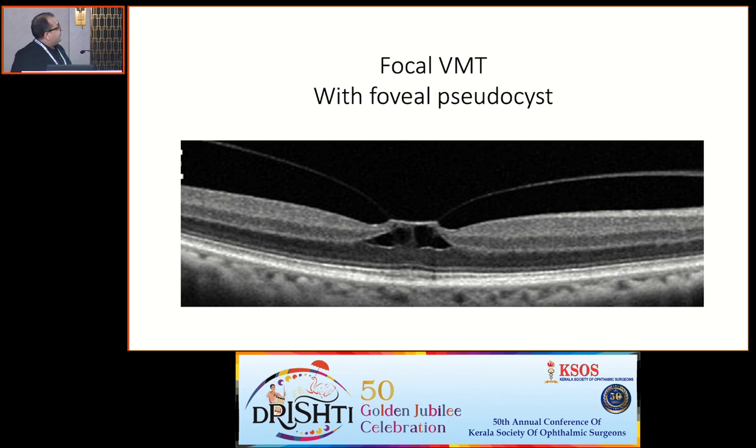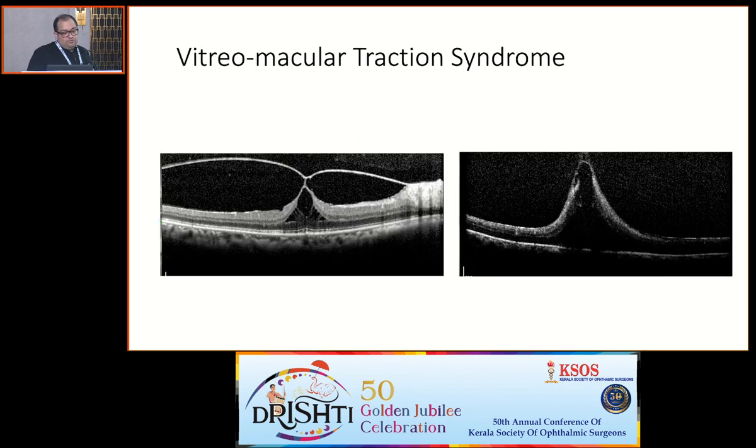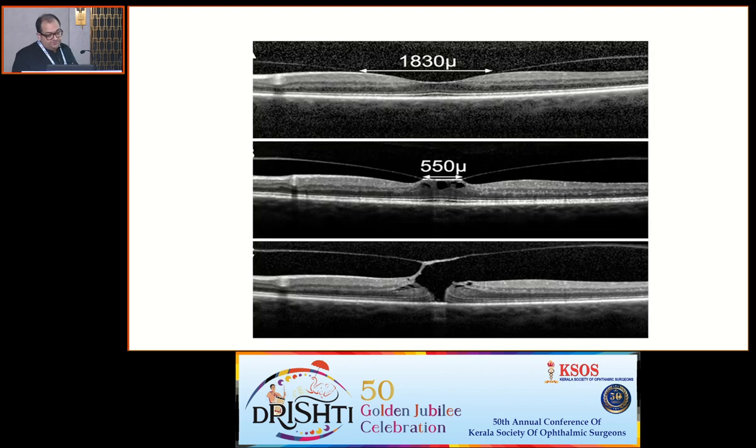Focal vitreomacular traction. Now this is when the PVD is induced at the other places but is attached at the foveal center. That is when you can see an attachment of the vitreous to the top of the foveal depression, and it causes a cystic change in the inner layers of the retina. As it progresses, it becomes slightly more severe, and this is how the picture looks.